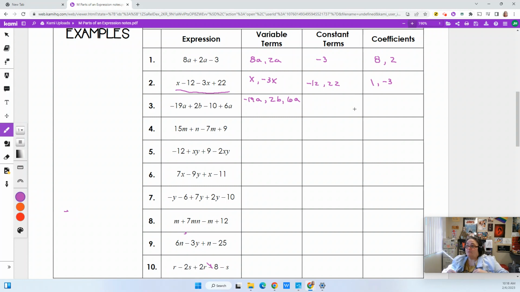So now we would move on to our constant terms, which are just the numbers that are all by themselves. And the only one we have like that is this negative 10 right here. And so our constant term is going to be negative 10. Our coefficients are just the numbers in front of our variable terms. So we're going to look at each variable term we wrote, and we would just write in this column negative 19, 2, and 6. Those would be our coefficients. And the reason that we do this is because we're going to be moving into combining like terms. And each one of these categories kind of breaks down our like terms.